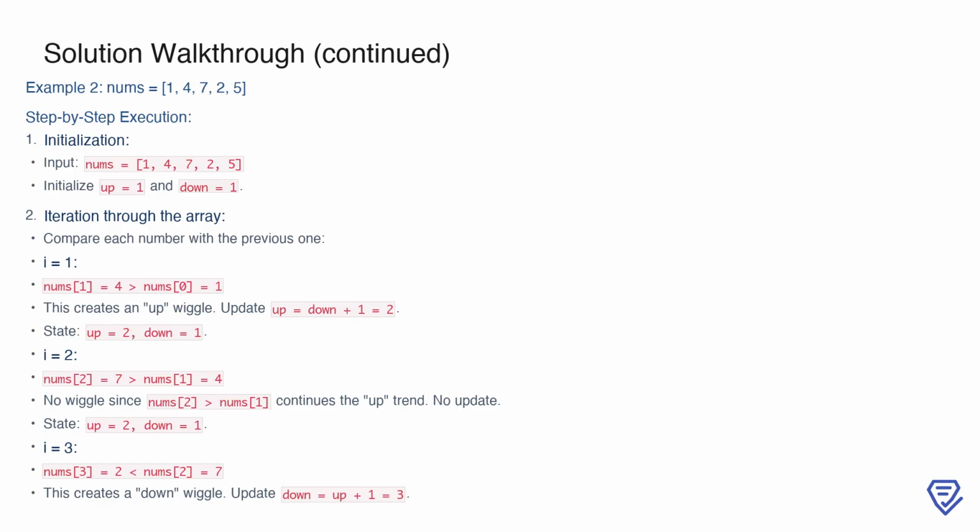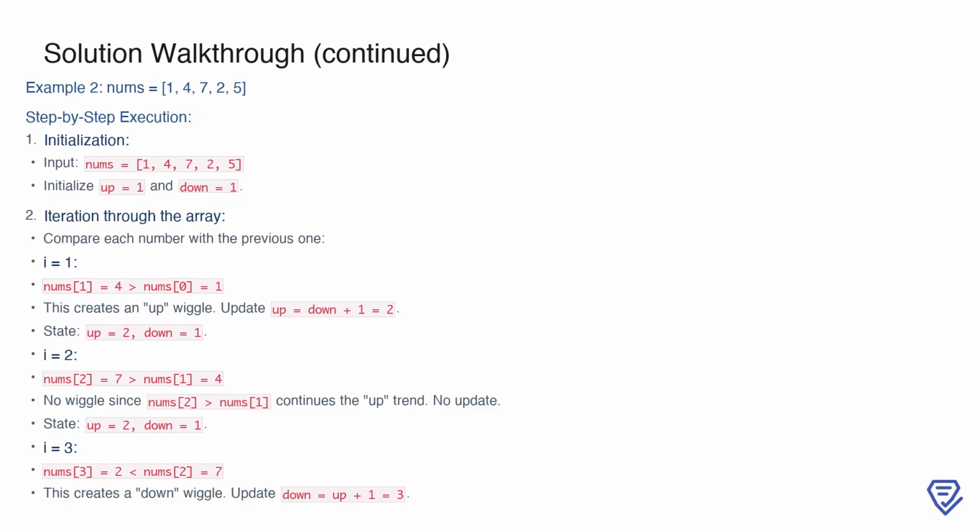Now, let's analyze a new example with the input array nums equals 1, 4, 7, 2, 5. As before, we start by initializing up equals 1 and down equals 1. These variables will help us track the lengths of upward and downward wiggle subsequences. We then iterate through the array, comparing each number with the previous one. At i equals 1, nums[1] equals 4 is greater than nums[0] equals 1, forming an upward wiggle. We update up to down plus 1, resulting in up equals 2 and down equals 1.